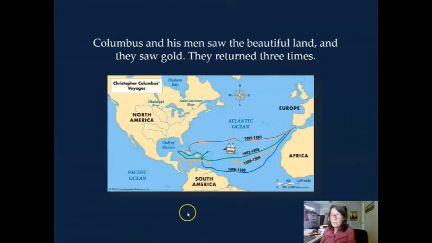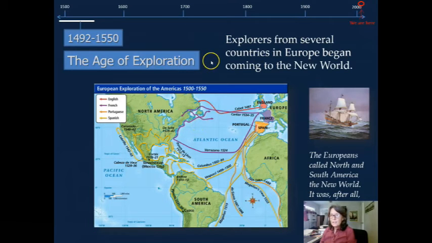All right. Columbus and his men saw the beautiful land, and they saw gold. They returned 3 times. They took some Native Americans back with them to Europe and told the Europeans, and the word started to spread that there was land to be explored and money to be made. And so the age of exploration begins. Explorers from several countries in Europe began coming to the New World.